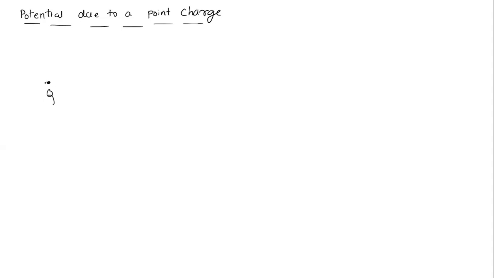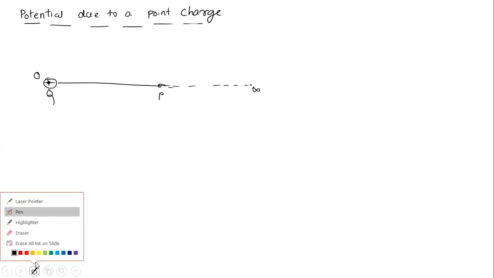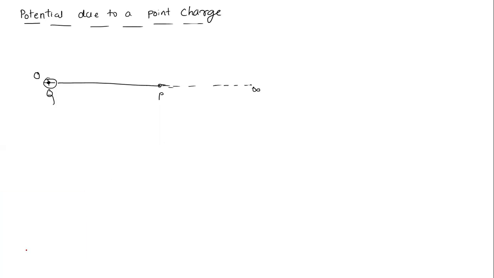Okay, let's take a positive charge only. Let's say the positive charge is at the origin. Now I want to find the potential at some point, let's say this point is P. This line is extended up to infinity.